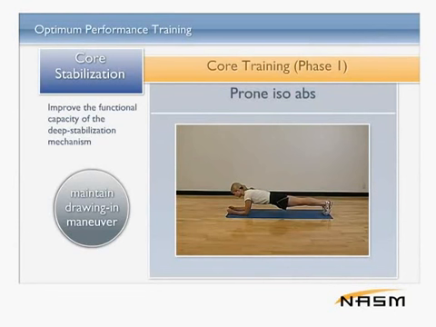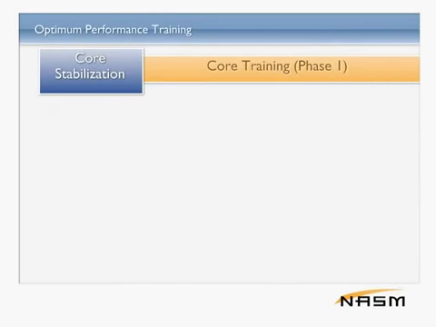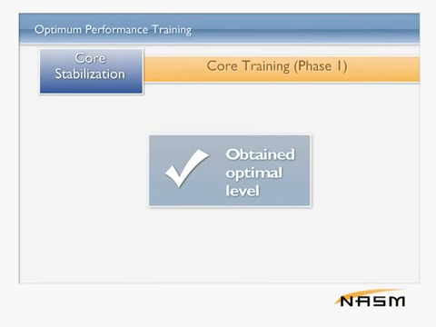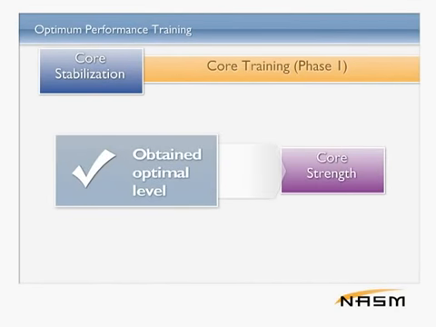And fourth, prone iso-abs. Lie prone on the floor with feet together and forearms on the ground. Draw abs in and activate gluteals. Lift the entire body off the ground until the ears, shoulders, hips, knees, and ankles form a straight line. Hold for 1 to 2 seconds and slowly return the body to the ground, keeping the chin tucked and back flat. Repeat as instructed.